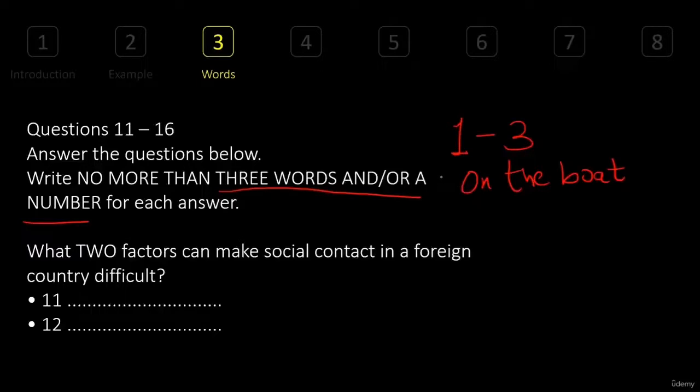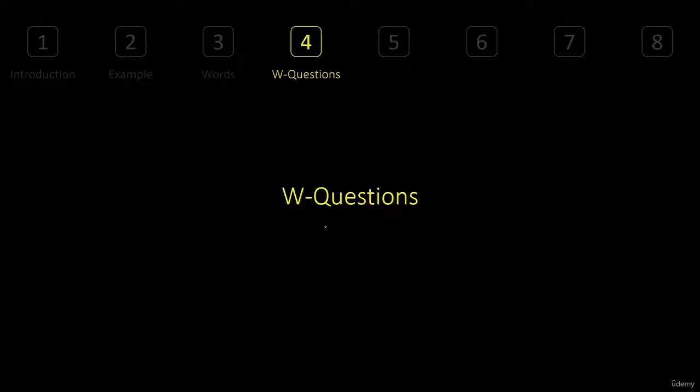But if you add one more number here, "2 on the board", it's still correct because we are allowed to use a number apart from these 3 words. That's what it means, right? So you can choose answers accordingly. That is what the instructions on number of words mean. Okay. Next one is the W question.